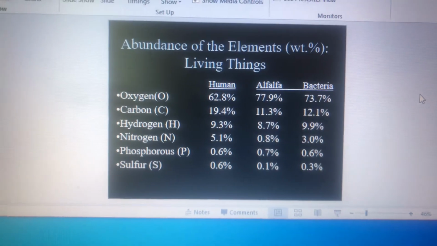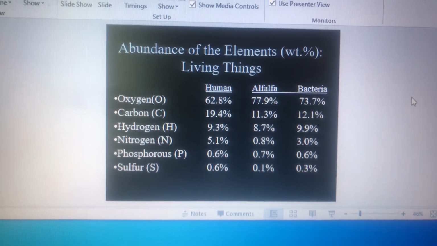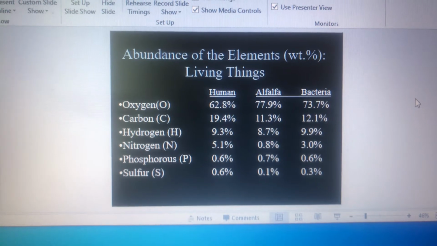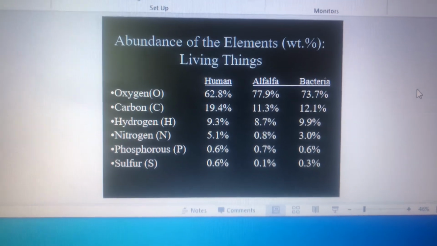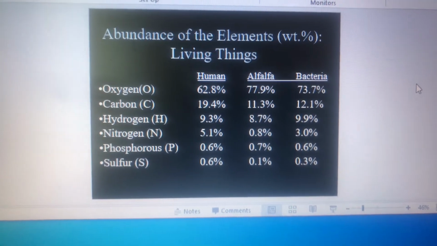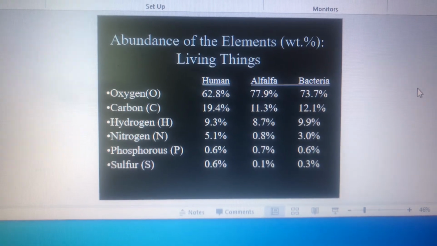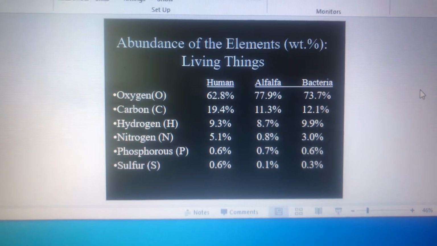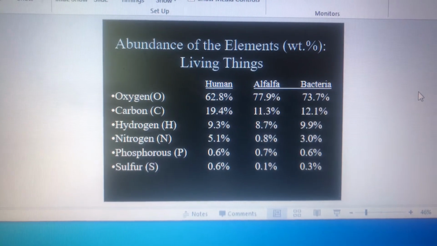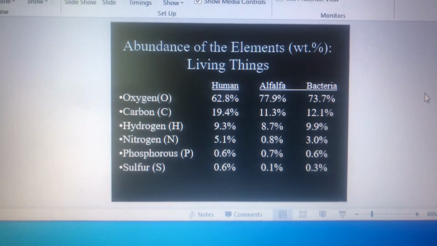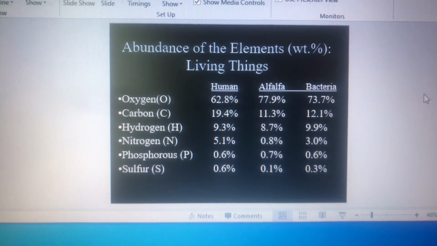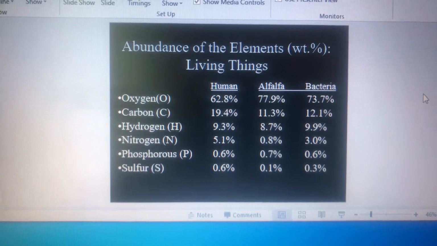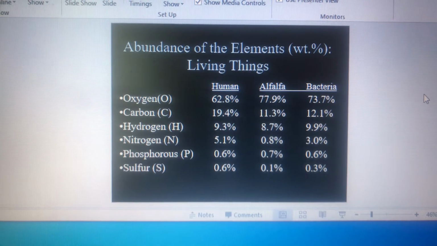And then let's compare that to the abundance of elements, same type of comparison, by weight percentage of living things. Look at that. Oxygen, okay, is almost 63% oxygen, obviously in combination with other things that make up compounds in our living body. Carbon, hydrogen, nitrogen, phosphorus, and sulfur.